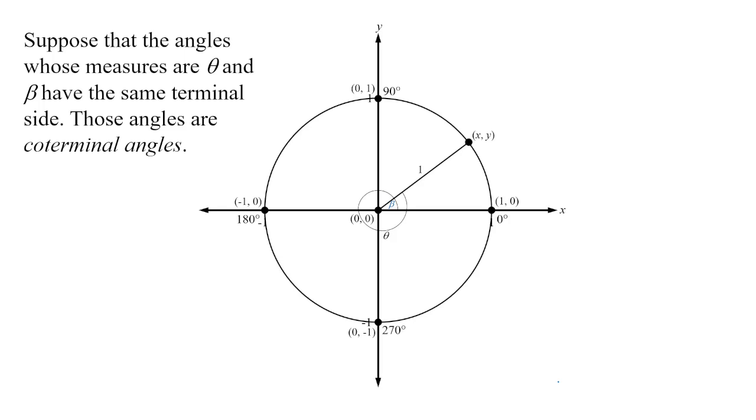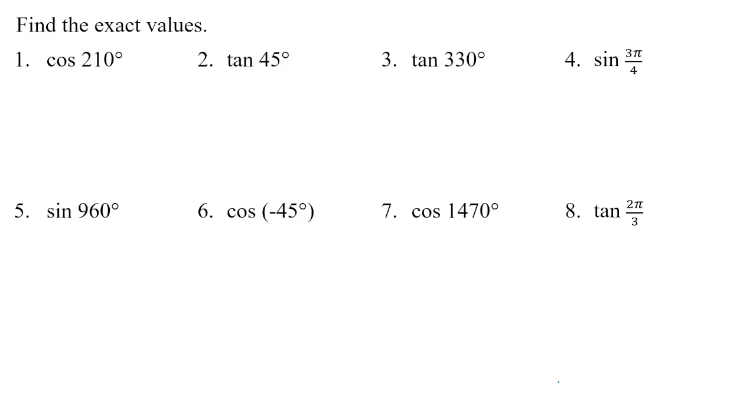So with that being said, let's look at some examples. Let's say you ask to find the cosine of 210 degrees. Okay, so 210 degrees is between 180 and 270. Therefore, the terminal side is in the third quadrant, meaning that the cosine is negative.